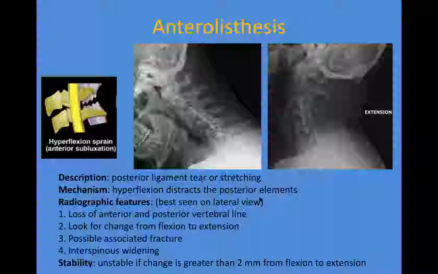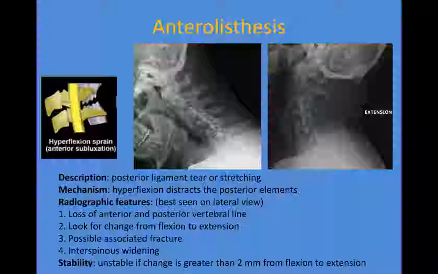So if you see at C3, if you follow your posterior vertebral line, there's a little step off here from C3 to C4 that we do not have on extension. It's only on flexion. And so in a person who's coming in with trauma, that has to be assumed to be a soft tissue injury until proven otherwise.